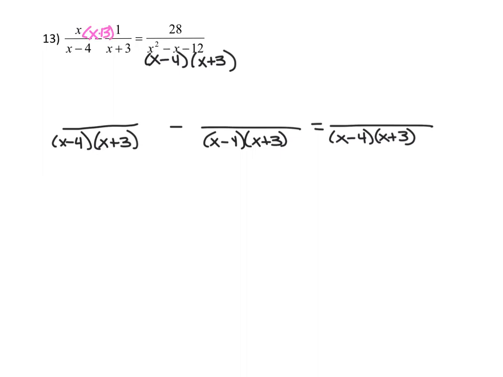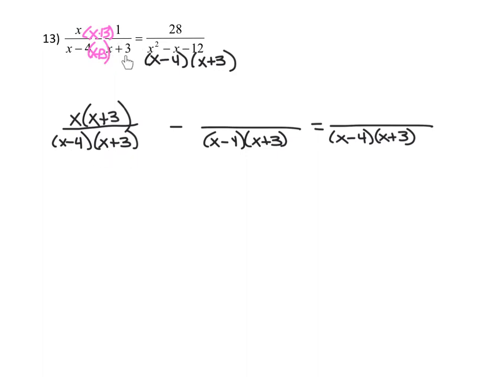I probably should have put it on the other side because this is a tight squeeze. Okay, so now we have x times x plus 3 on the top. So let me put that on the top up here. And we have our common denominator on the bottom. Okay, let's look at the second fraction.